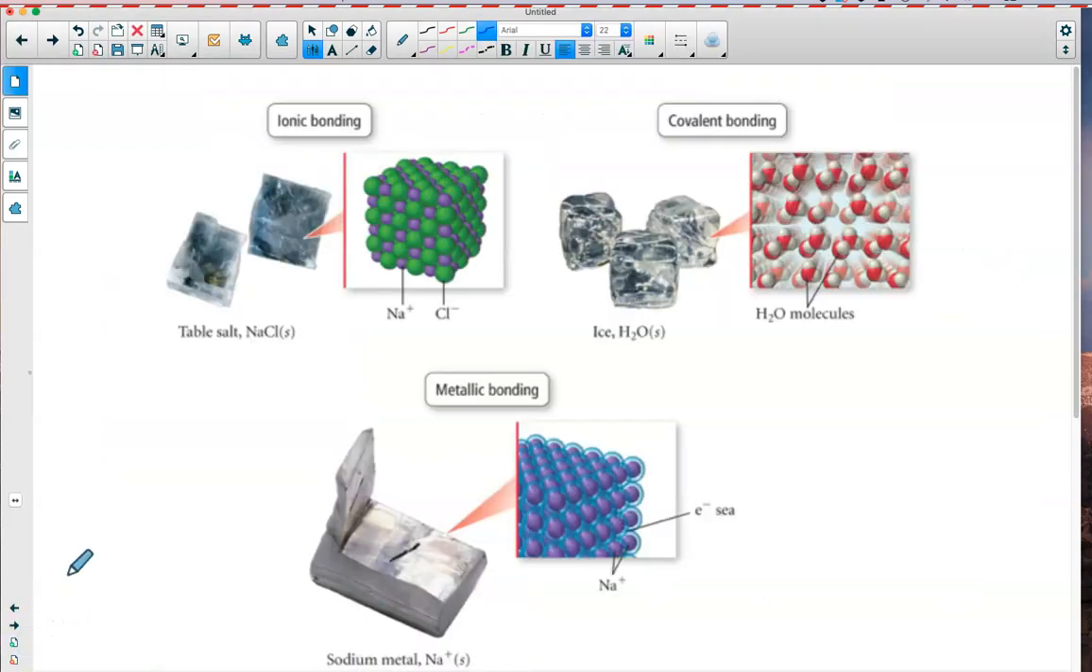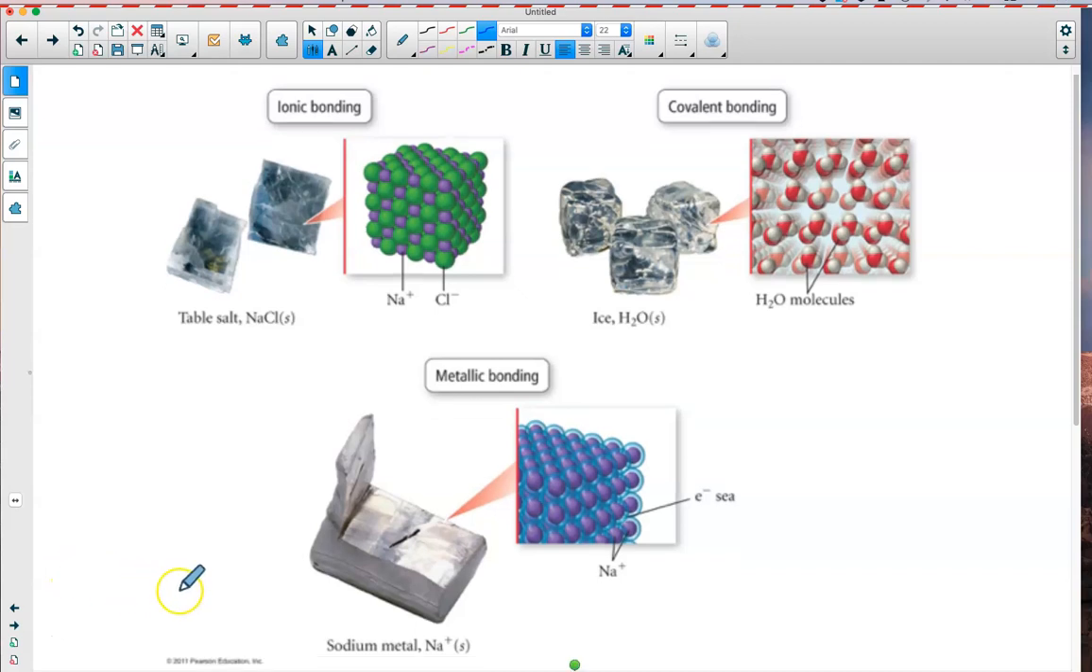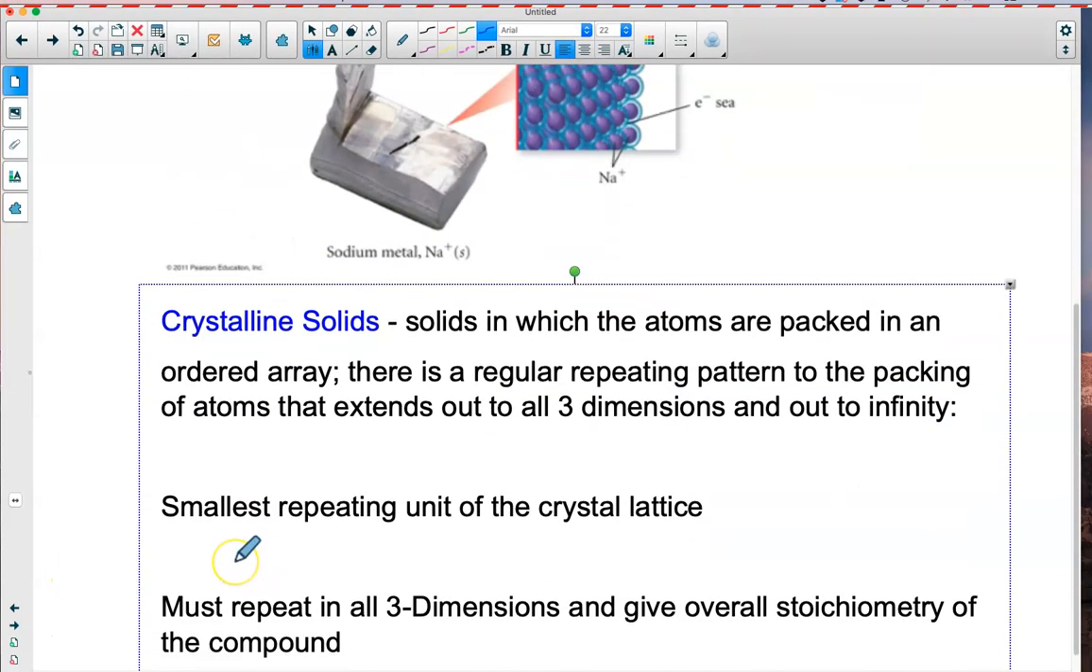We're going to spend most of our time talking about crystalline solids, as I said, and this slide here shows some examples of crystalline solids that exhibit all three types of the bonding that we'll talk about this week: ionic, covalent, and metallic. And specifically, a crystalline solid is a solid in which the atoms are packed into an ordered array. And there's a regular repeating pattern to that packing of the atoms that extends out to all three dimensions and goes out to infinity.